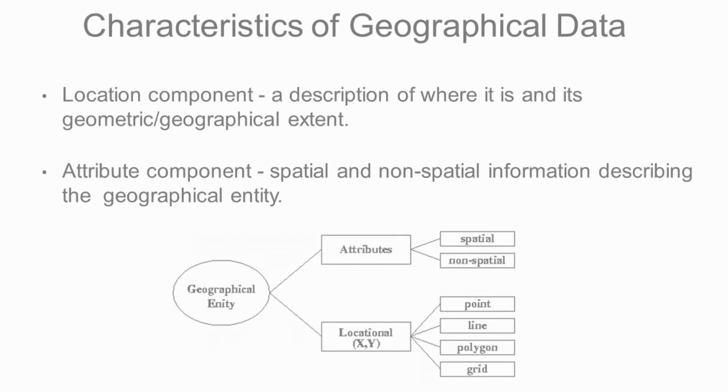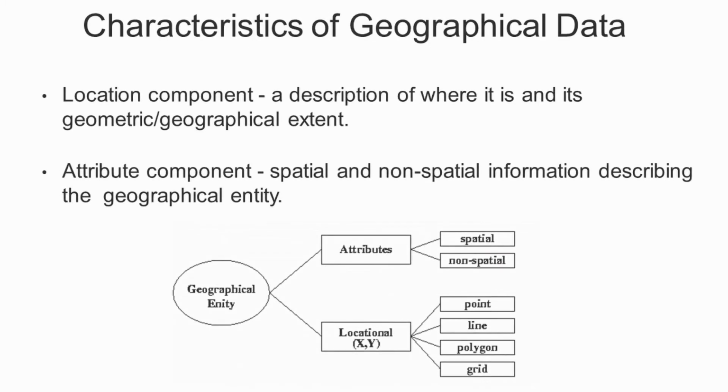Conceptually, geographical data have several components. 1. A location component. This is a description of where it is in its geometric/geographical extent. Is it a point, line, or polygon? This is what makes the data geographic or spatial as opposed to other types of data. You cannot have geographic data without this component.